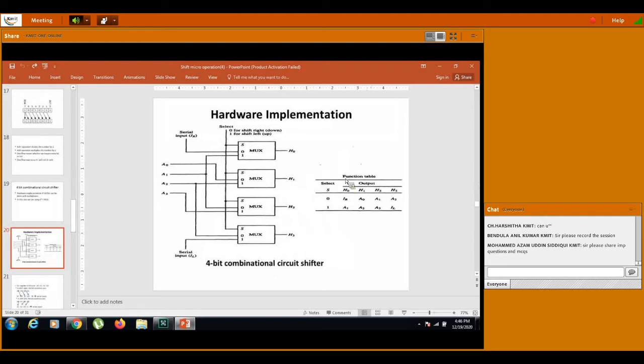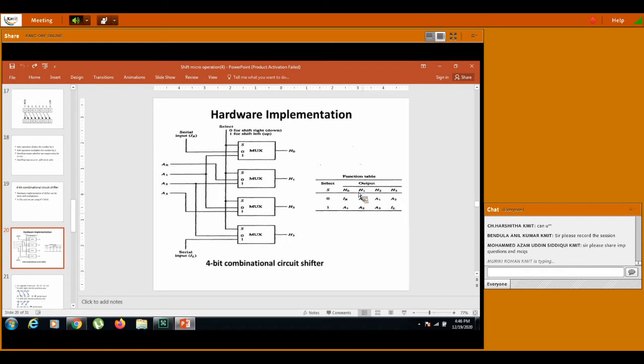Now, see this particular table which is given here. You are having two input sources, two signals, 0 and 1, and a serial input right and a serial input left. According to this table, in H0 you are connected to IR and A1. So you are connecting IR and A1.